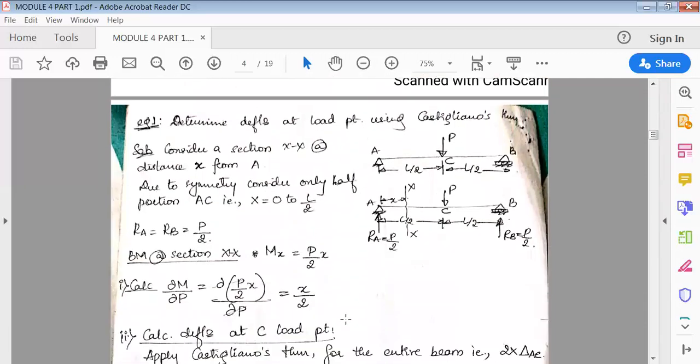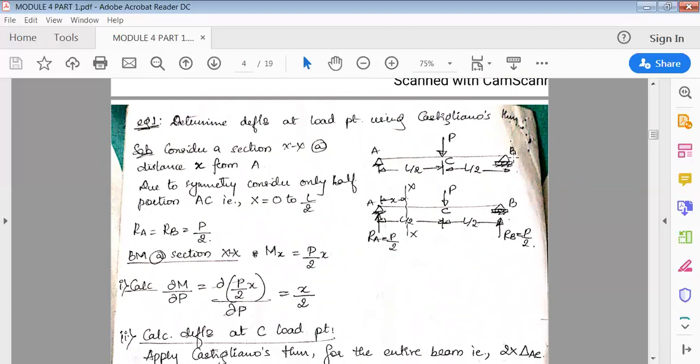Okay, so let us start with the problem. In this problem, they've asked to determine the deflection at the load point using Castigliano's theorem. I've clearly told, find the deflection at the load point. So the load point here is at C, using Castigliano's theorem.